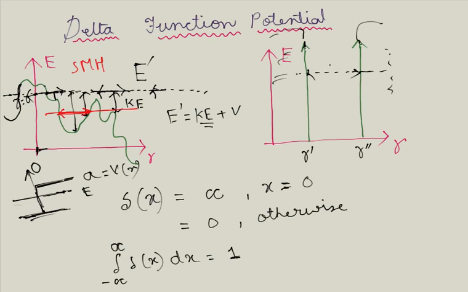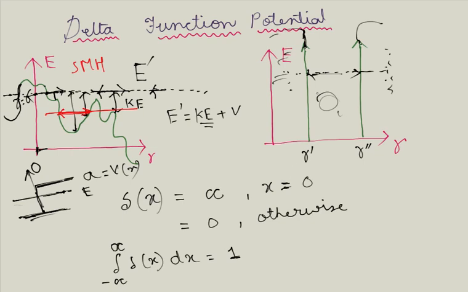But in this case, as the potential goes to infinity, we won't find any particle in this region because it is going to infinity. And if you solve the Schrodinger equation for this special potential, we will find that the particle is confined in this special region only.